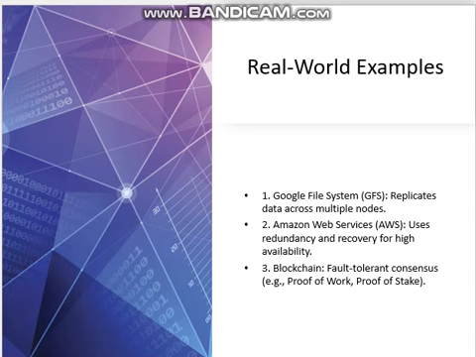So in this slide, we will discuss some real-world examples. The first real-world example we will see is the Google File System, which uses data replication to ensure high availability and durability. Amazon Web Services is also a real-world example. AWS employs redundancy and automatic recovery mechanisms to guarantee uptime for its services. And the third one is blockchain. Blockchain networks such as Bitcoin achieve fault tolerance through distributed consensus, even with potential malicious actors.